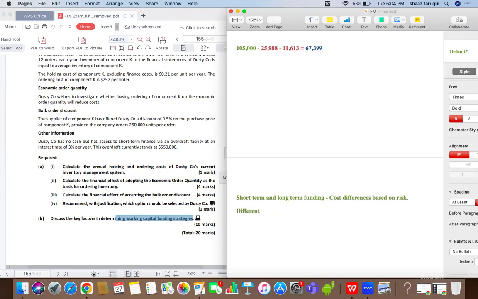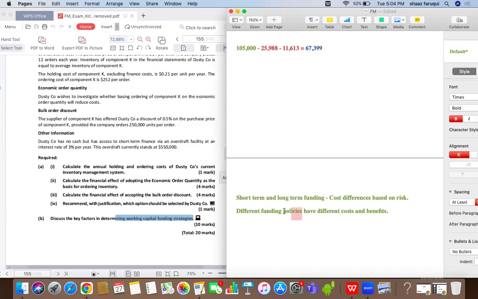Different funding policies have different costs and benefits. Again, remember, these are strategies. Which strategies will you use? How will you fund?